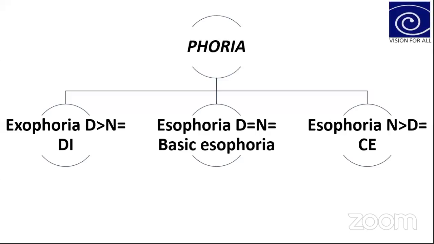And similar things apply in exophoria. If the exophoria is more at distance, then the patient is not able to diverge. So more at distance, it is divergence insufficiency. Similarly, if the exophoria is equal at distance and near, with less than 5 prism diopter magnitude, then it is basic exophoria. And if the exophoria is more at near, then it is convergence insufficiency.